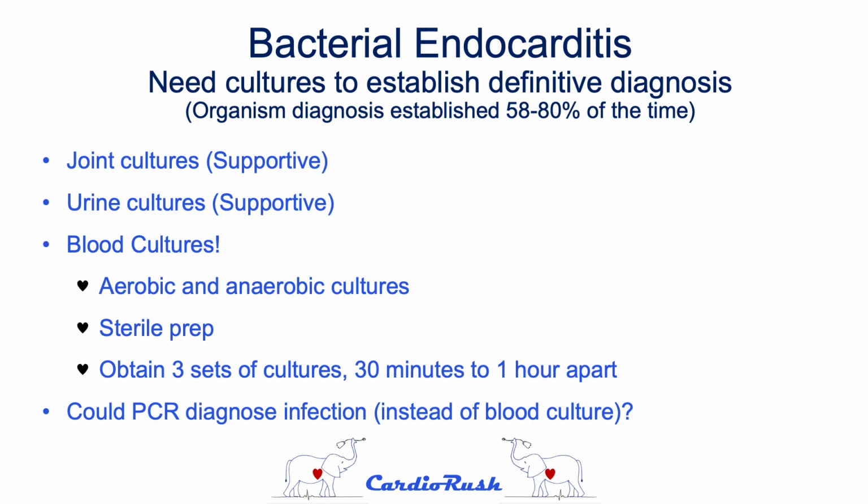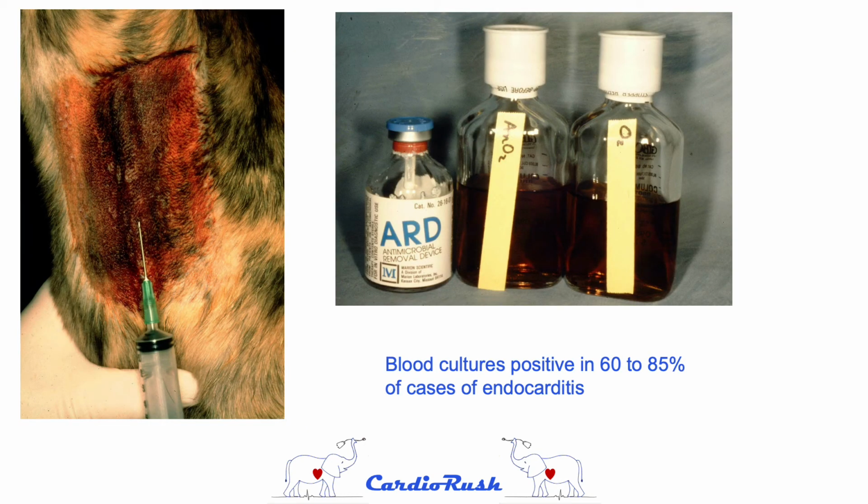And there is some thought that maybe in the future PCR could help diagnose infection instead of a blood culture, but at this point in time, blood cultures are really the way to try to establish a diagnosis of bacterial endocarditis. So here's a picture of the neck prepared, the jugular vein standing out. We're going to get a sterile sample of blood from the jugular vein. We're going to change the needle, and then we're going to inoculate the culture tubes. And it often takes several days for the organism to grow from a blood culture.